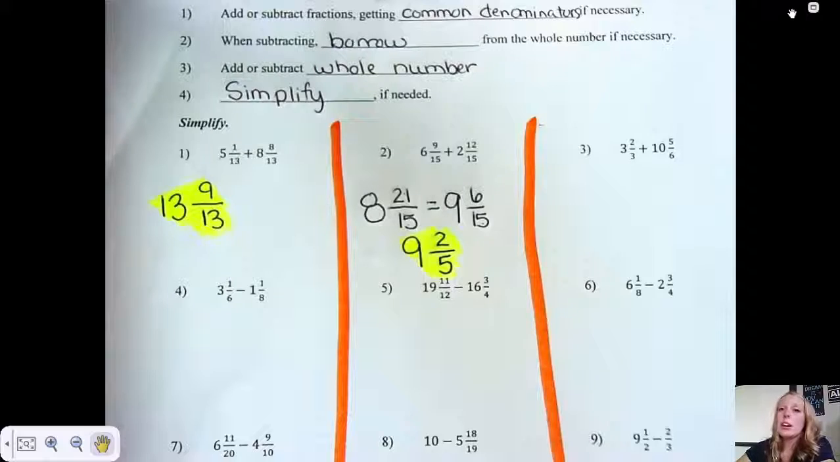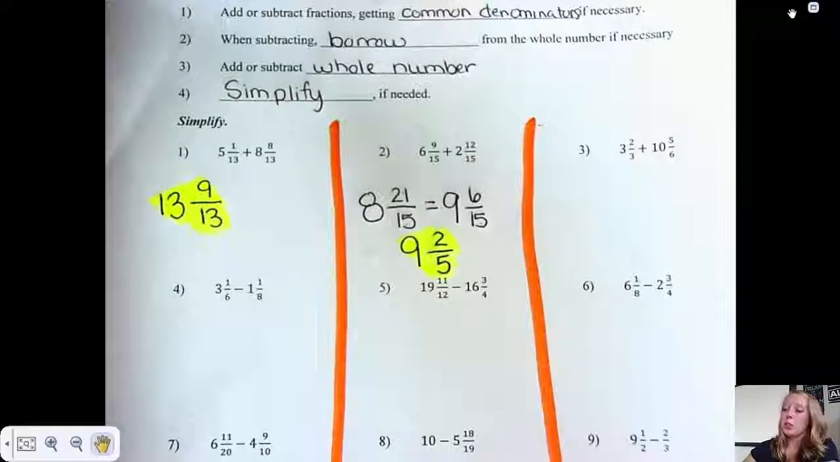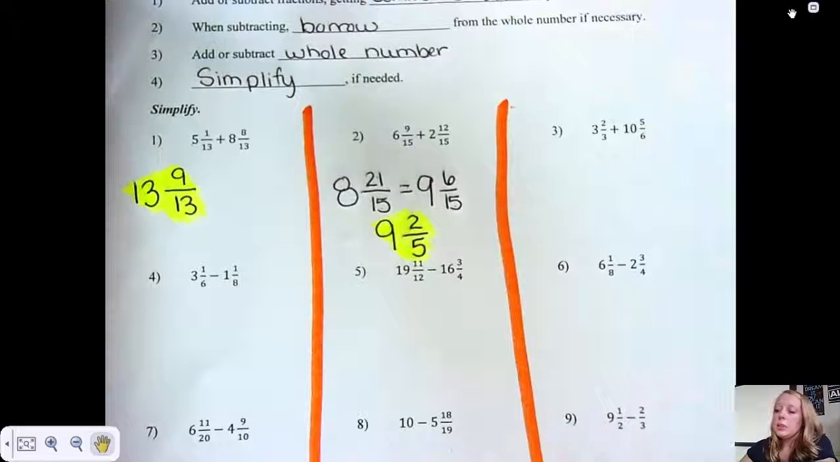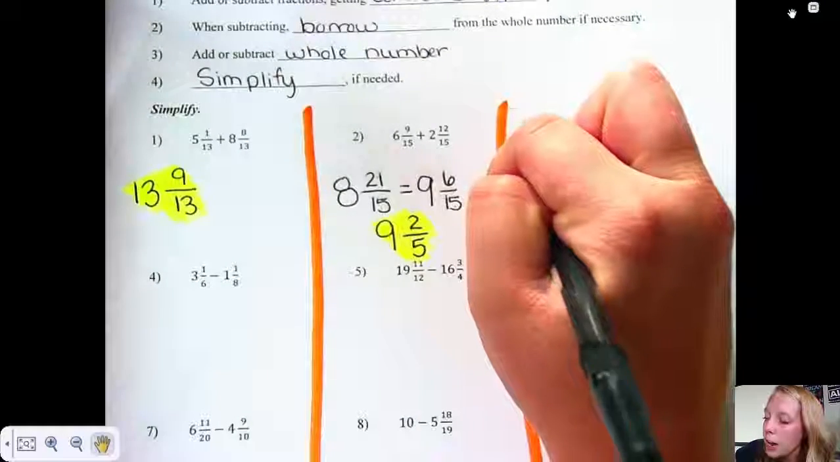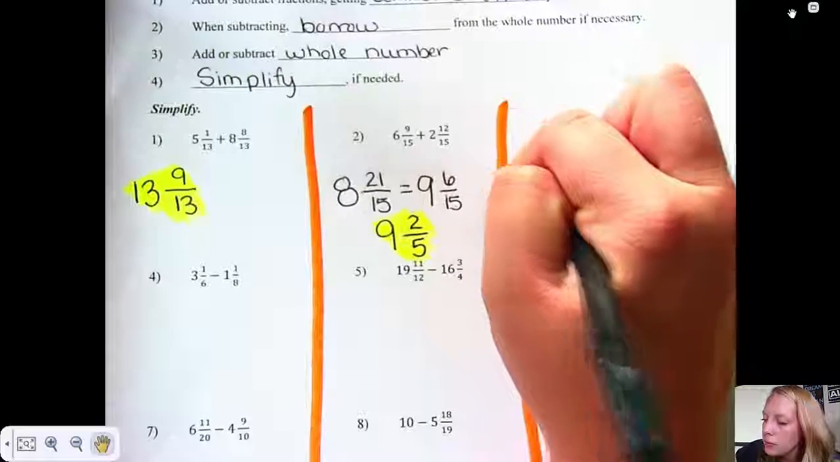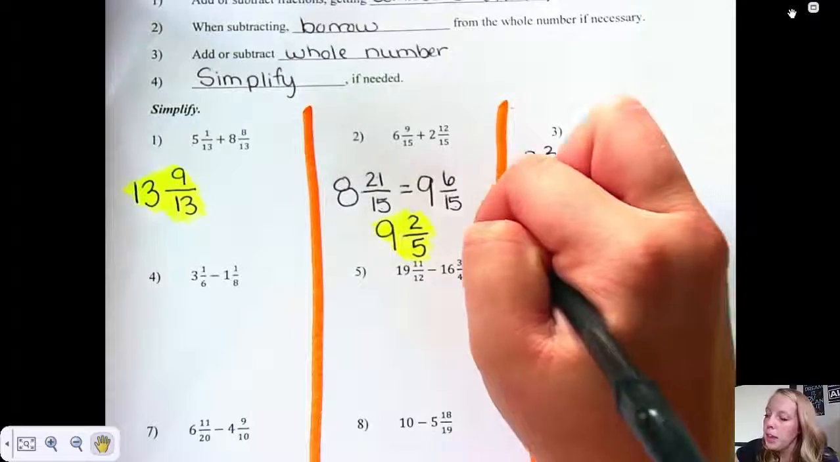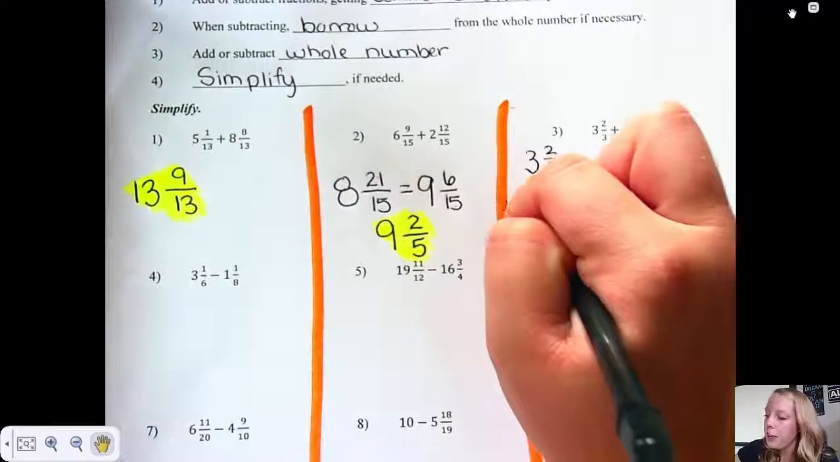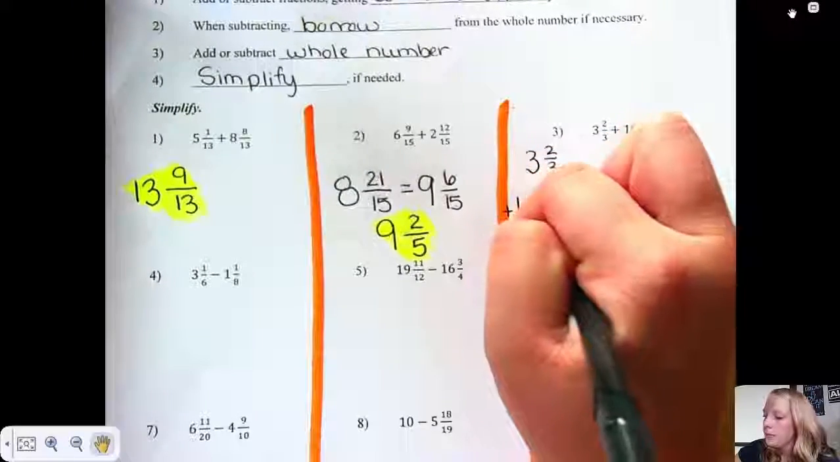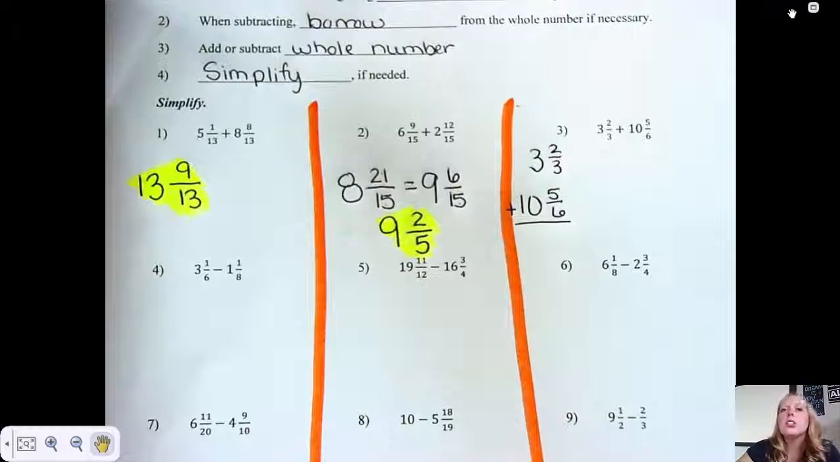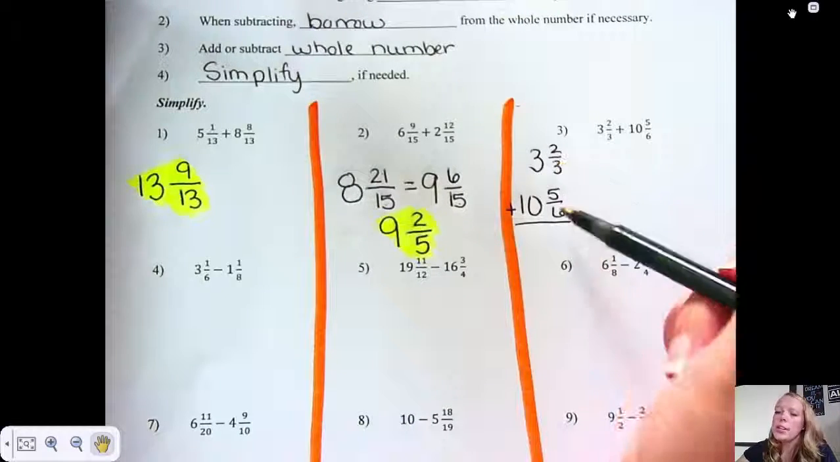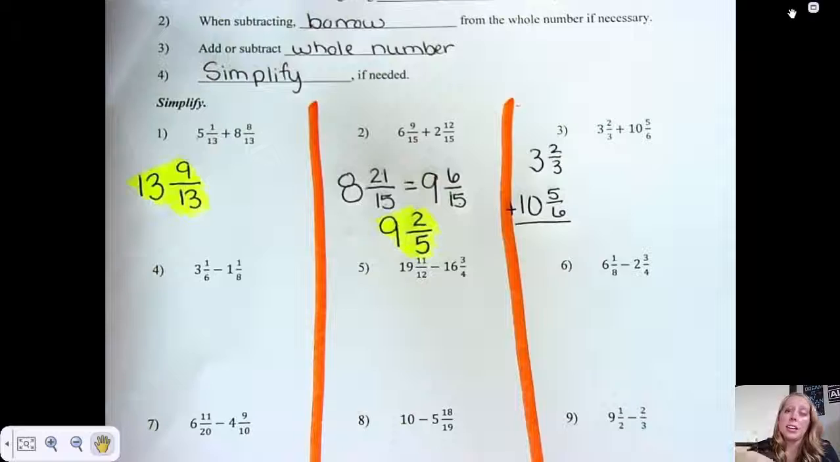Now we move on to when they are not common, like number 3. 3 2/3 plus 10 5/6. Here's where writing it vertically is, I think, the better option. You want to write the first number on top, 3 2/3, and plus 10 5/6. Okay, our denominators are not the same. So what could 3 and 6 both go into? And the best answer would be 6.